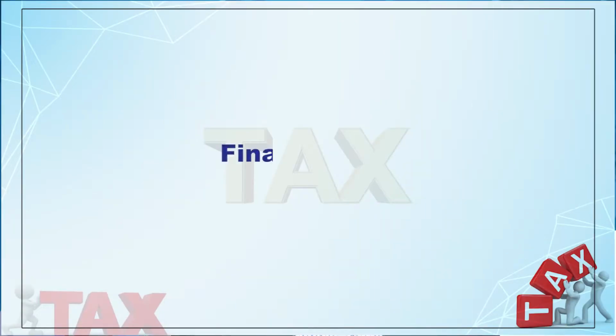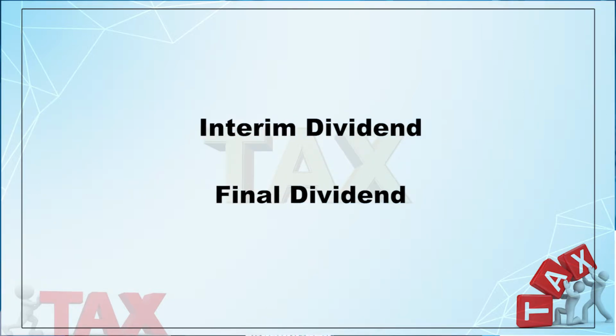And final dividend is the dividend which is paid after closing of the financial year or at the end of the financial year, and it is distributed and paid after the financial year. So, this is the dividend: interim dividend and final dividend.